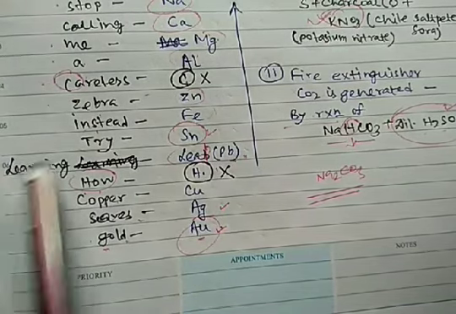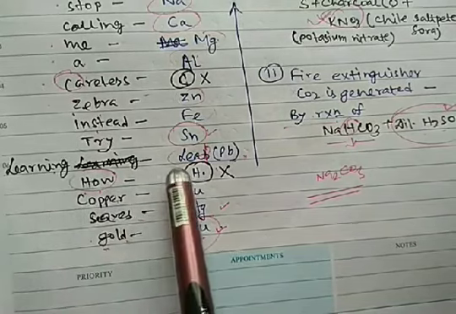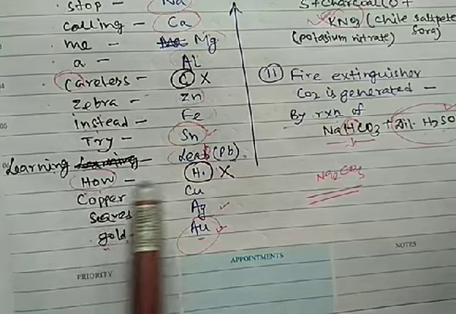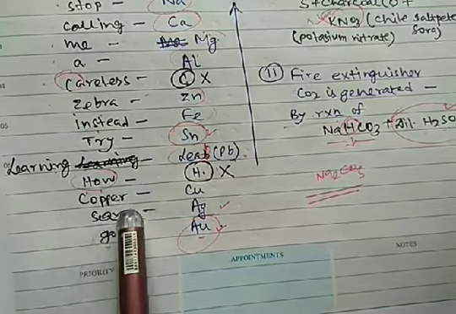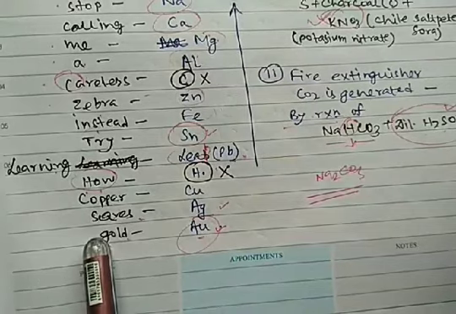Lead, that is Pb. Hg is also a non-metal, I told you. Copper, that is Cu. Silver, that is Ag, and gold, that is Au, you all know.